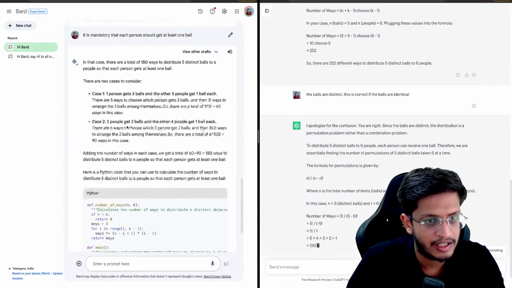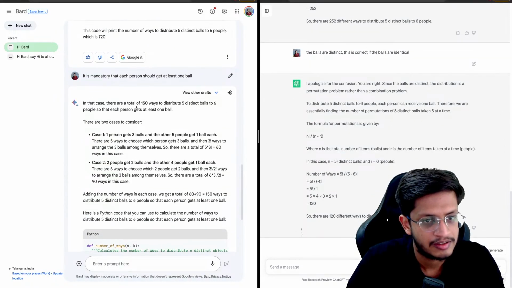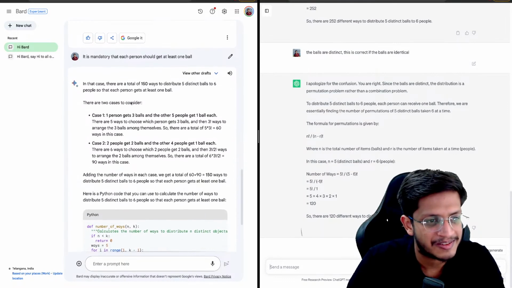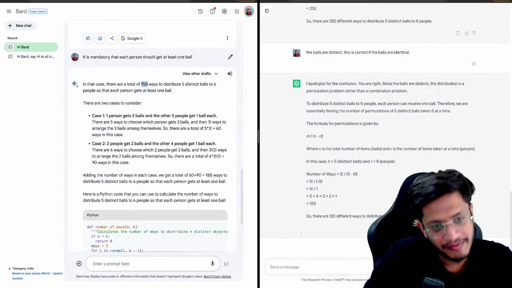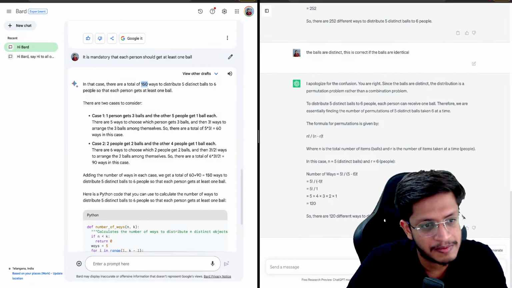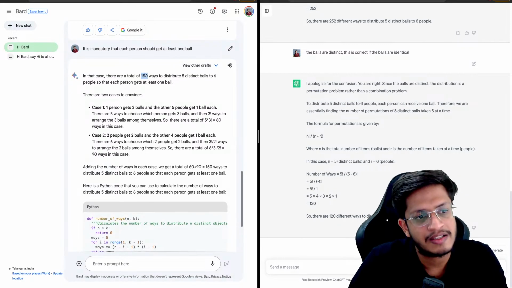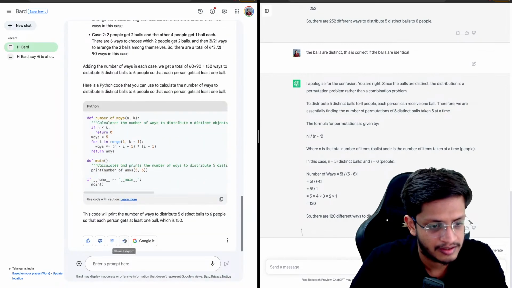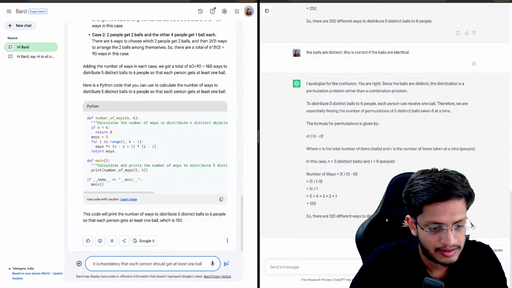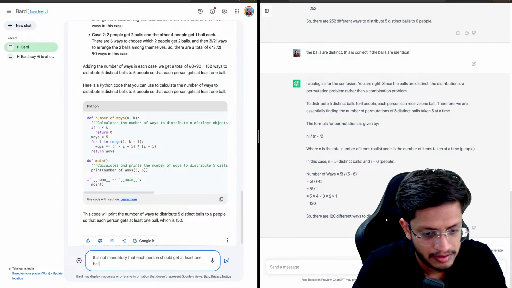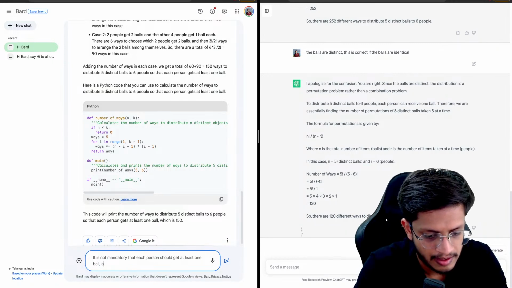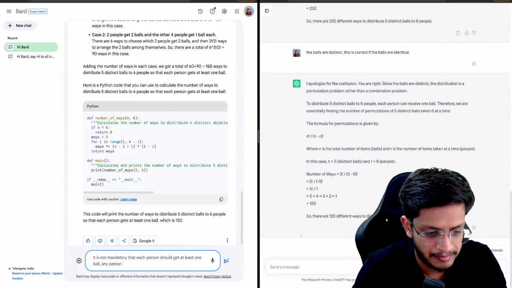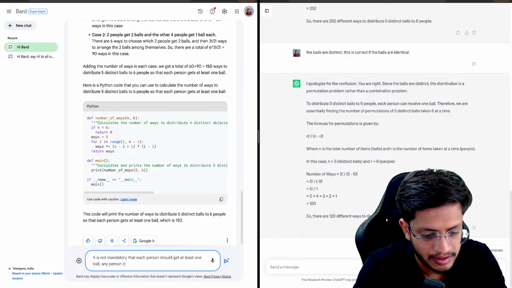So now we have more answers. Now Bard is saying in that case there are a total of 150 ways to distribute 5 distinct balls to 6 people. No, I said it is... Oh, it is not mandatory. I made a mistake, sorry. It is not mandatory. Let me just make it correct. Any person can get any number of balls.